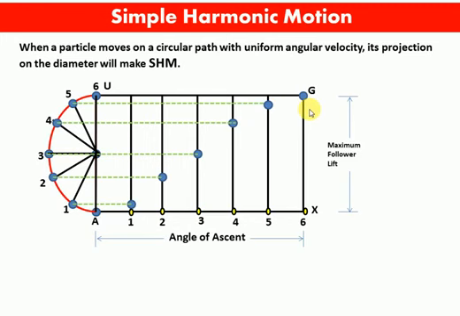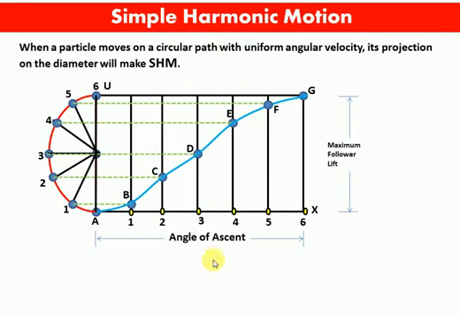And then from these points we'll draw a smooth curve from point A till G, passing through B, C, D, E, F till G. This smooth curve, shown in blue, represents the displacement of the follower using simple harmonic motion. So this is the step-by-step construction for drawing simple harmonic motion.